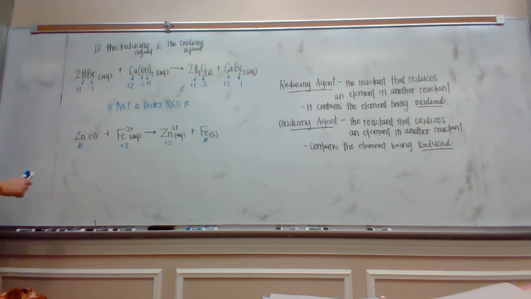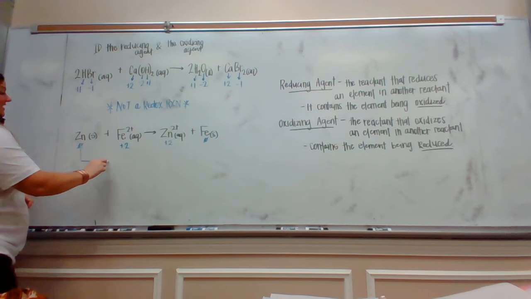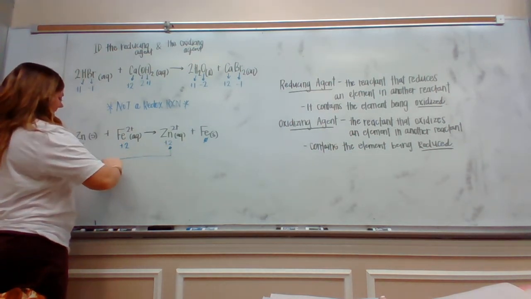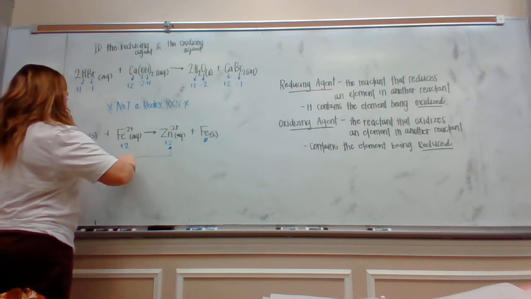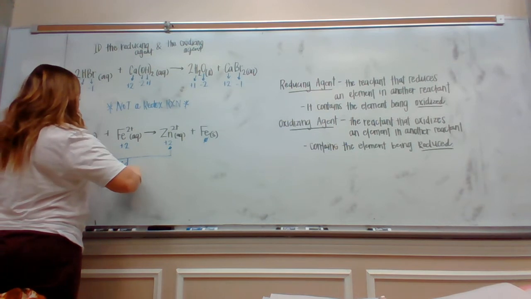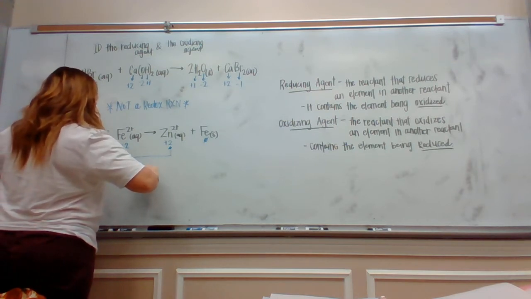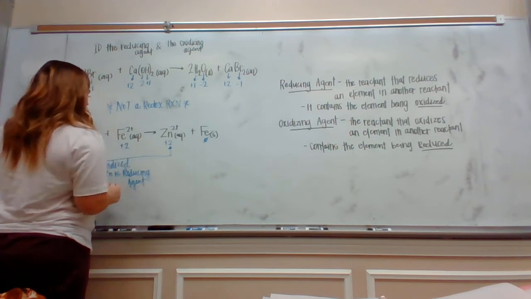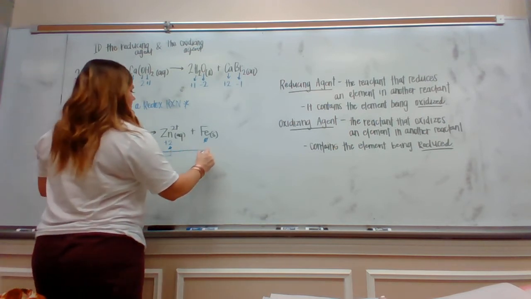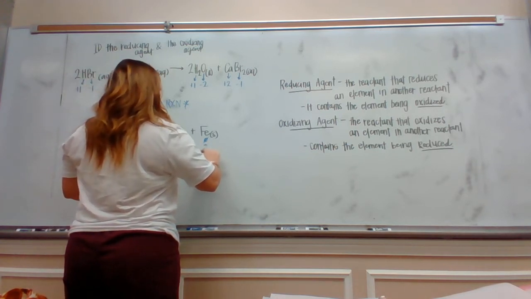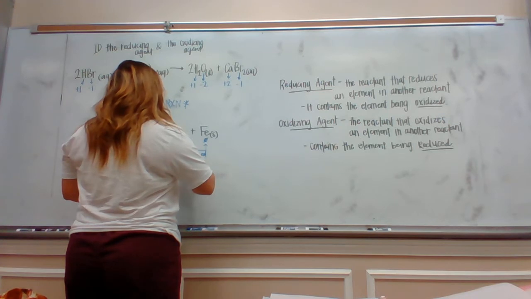This next one is oxidation reduction. So zinc increases, so it is being oxidized. Therefore, zinc is your reducing agent. Then iron goes from +2 to 0, so it's being reduced. Therefore, it's your oxidizing agent.